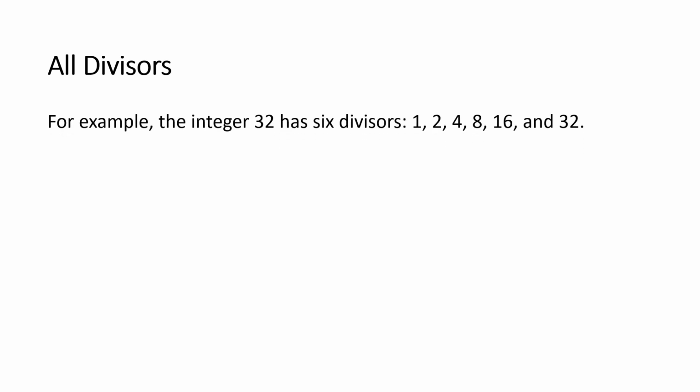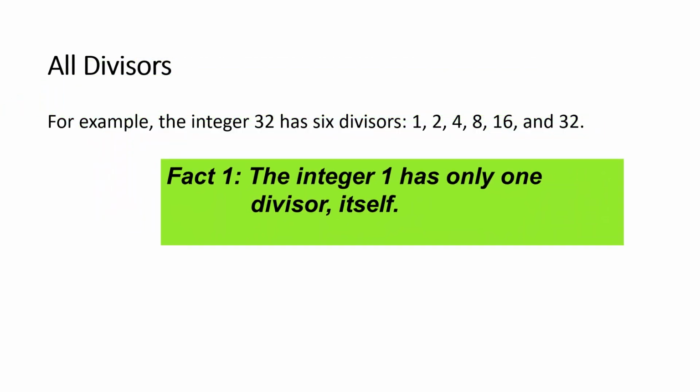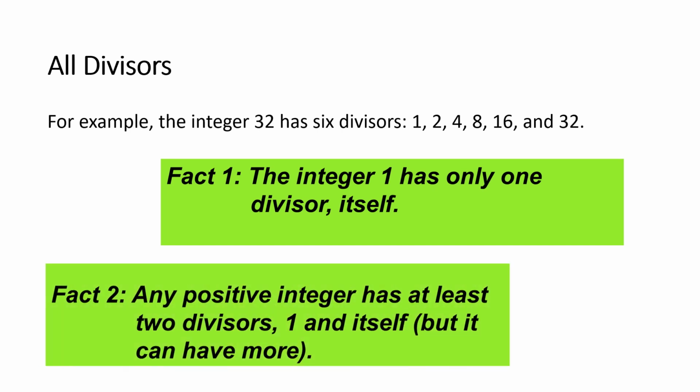A positive integer can have more than one divisor. For example, the integer 32 has 6 divisors: 1, 2, 4, 8, 16, and 32. We can mention two interesting facts about divisors of positive integers. Fact 1. The integer 1 has only one divisor, itself. Fact 2. Any positive integer has at least two divisors, one and itself, but it can have more.